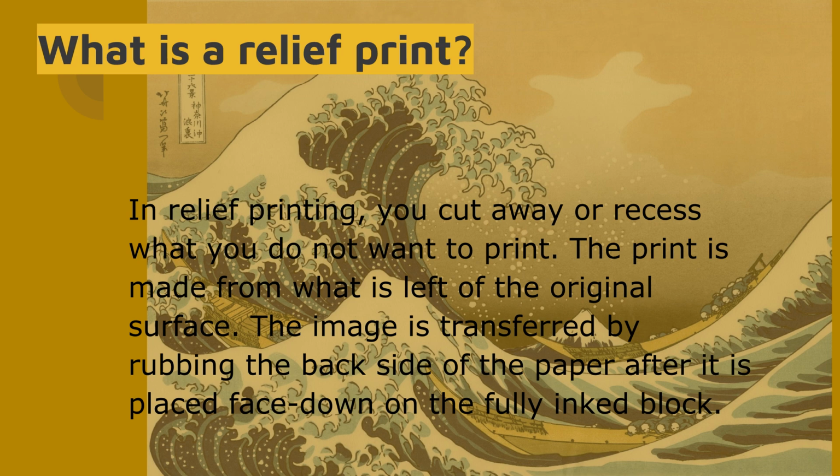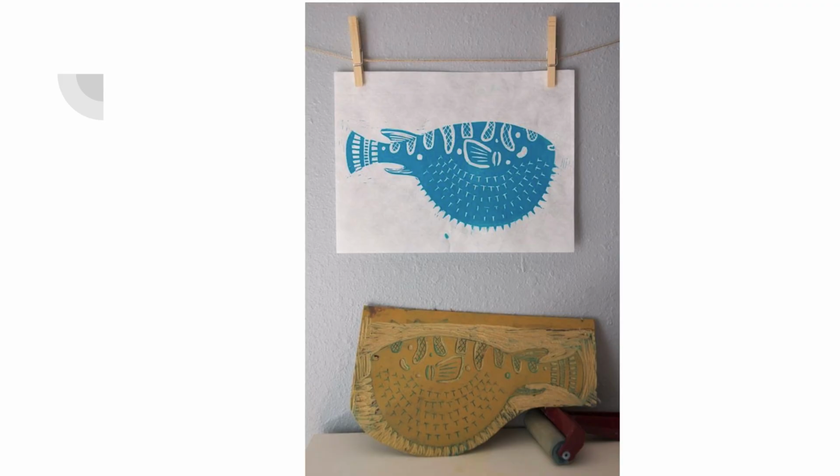So I talked at the beginning about relief printing. What is a relief print? In relief printing, you cut away or you recess, so that means push back what you do not want to print. So the print is made from what's left of the original surface. The image is transferred by rubbing the backside of the paper after it's pressed face down on a fully inked block. So that's what we're going to practice making, is a relief print. This one here is made from linoleum.